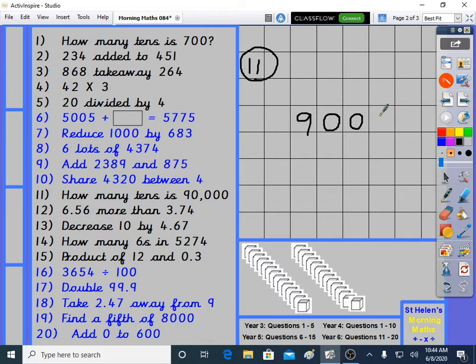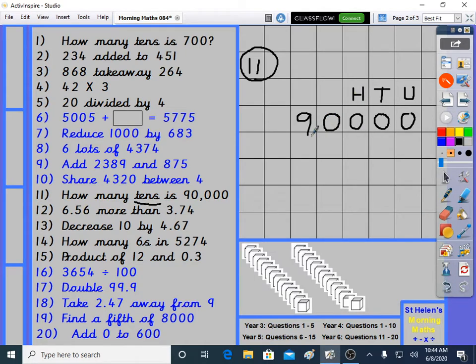90,000. It's 90,000s, isn't it? Because it's called 90,000. So it must be 90,000s. But they're asking for how many 10s it is. It's 90,000 units as well. Well, it's 90,000 units. It's 9,000 10s, which is our answer.